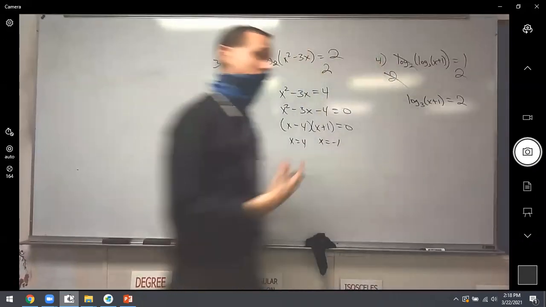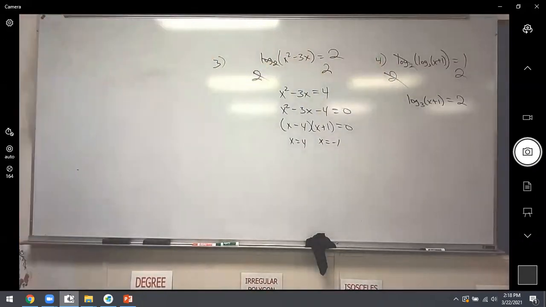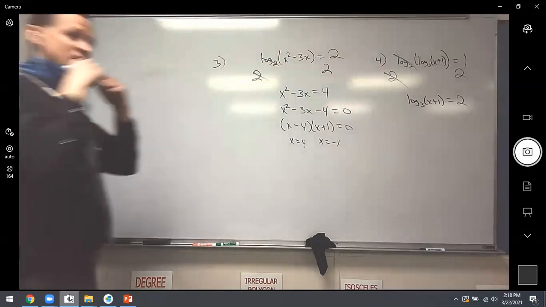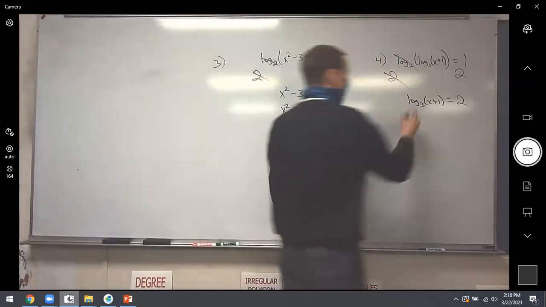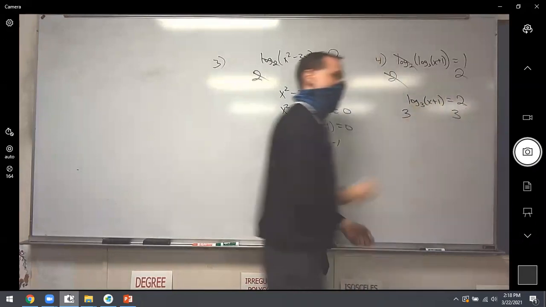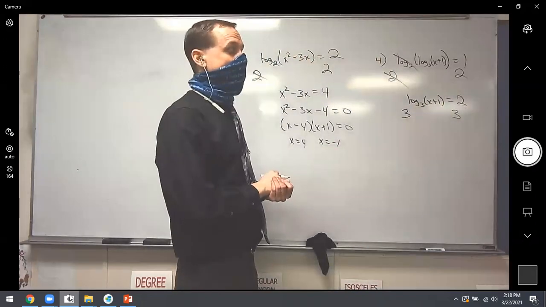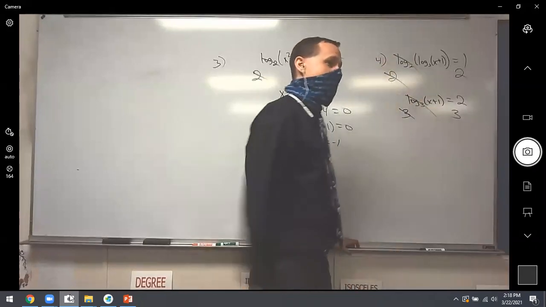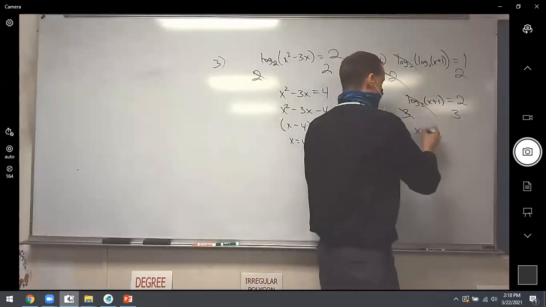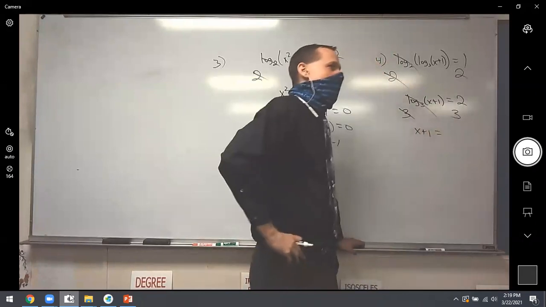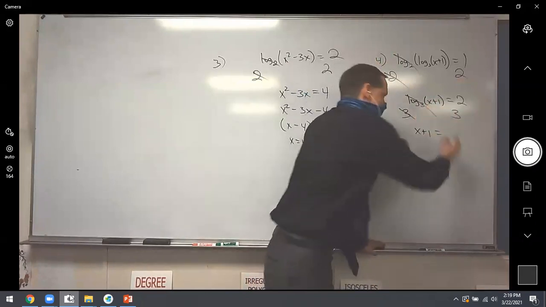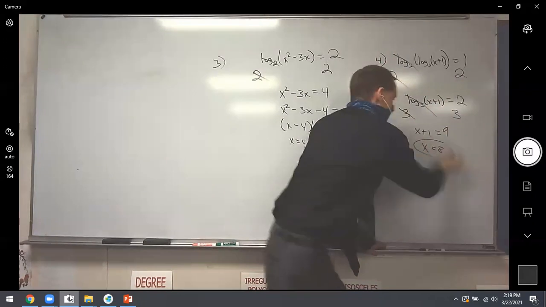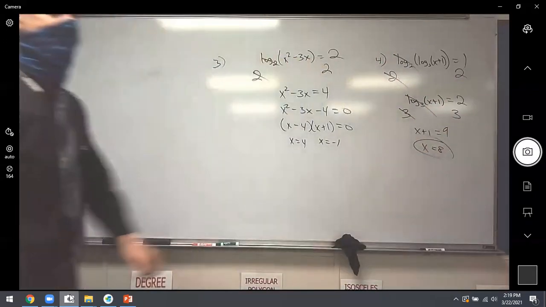Yeah, so that's better. Less logs. Let's get rid of this log. That log has a base of 3. Well, let's put a base of 3 on both sides. And then on this side, the base 3 and the log base 3 will again cancel, and you're left with x plus 1. And over on the right, you got 3 squared, which is just 9. So it looks like x is 8 when you solve that.